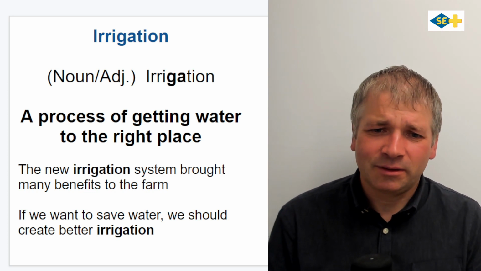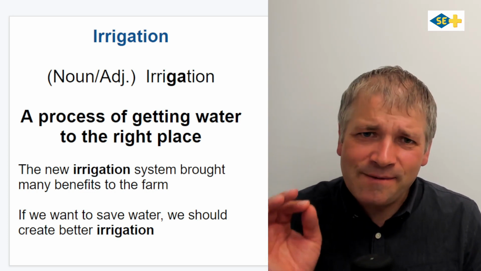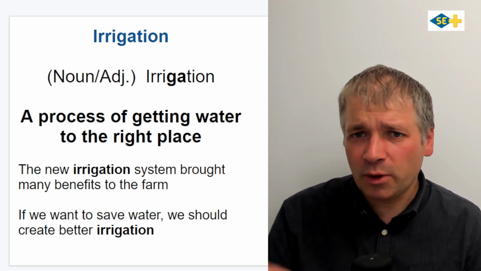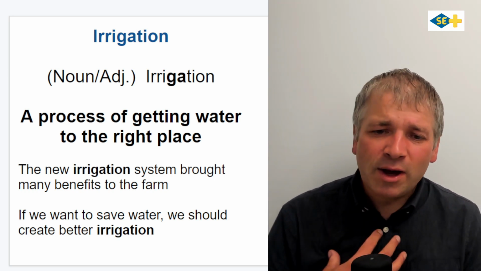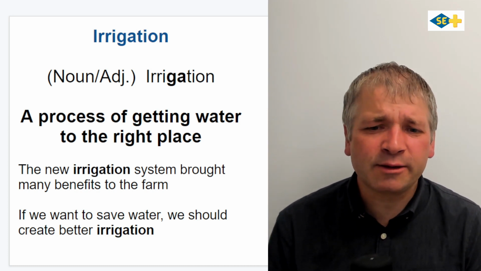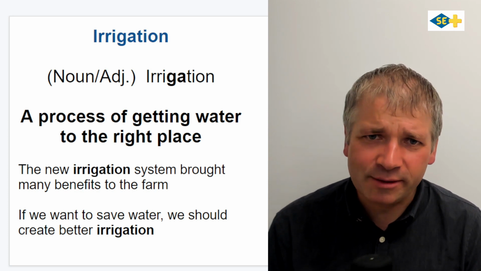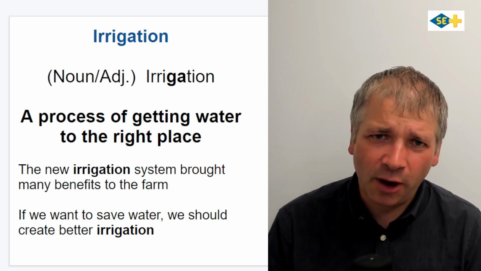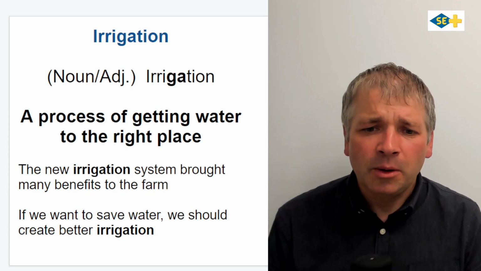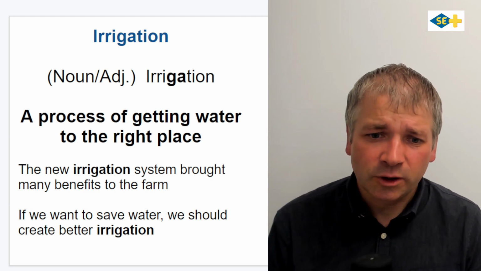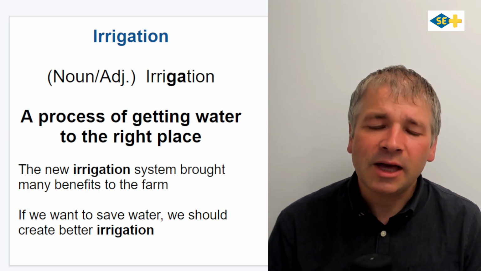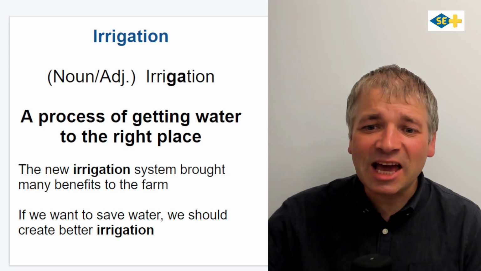Irrigation. This is generally a noun, but I've mentioned adjective because it's often used as one. It's often used as a word before to describe another noun. The stress is on "gay", irrigation. And it's the process of getting water to the right place, often in farming. So 2 examples here. The new irrigation system brought many benefits to the farm. Or, if we want to save water, we should create better irrigation. So, irrigation.